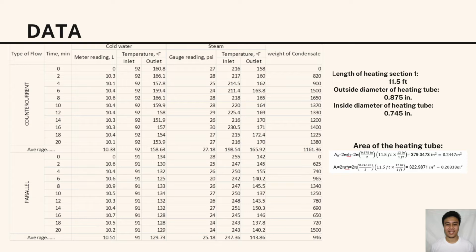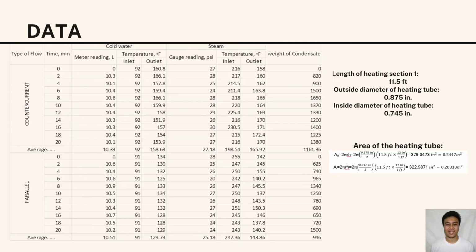Then the length of the heat section is 11.5 feet, the outside diameter of the heating tube is 0.875 inches, and the inside diameter of the heating tube is 0.745 inches. Then we are going to proceed through the calculations. First is finding the area of the heating tube, which is calculated using 2 pi times the diameter over 2 times the length, as shown in the slide.